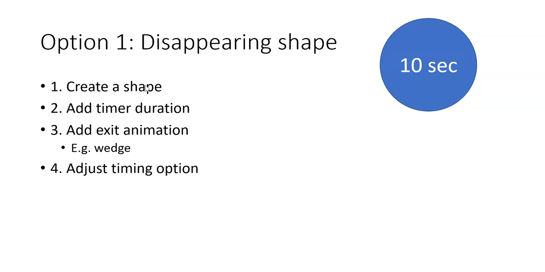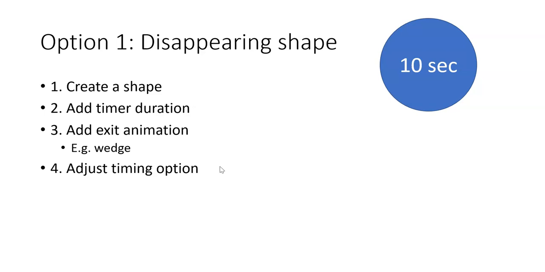First, create a shape. Add your timer duration, which is simply just to click in the shape and then type in your timer duration. Add the exit animation. In this instance, I have chosen the wedge exit effect. And then adjust your timing options so that your shape will disappear over your fixed countdown time duration.